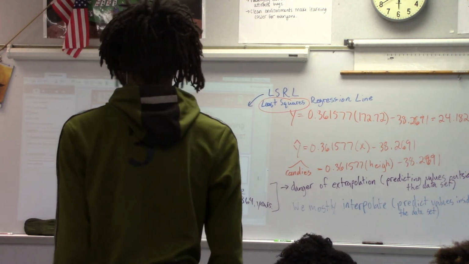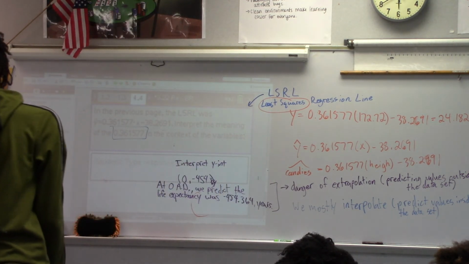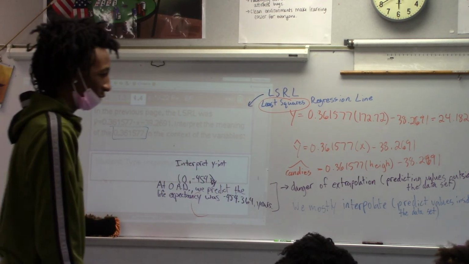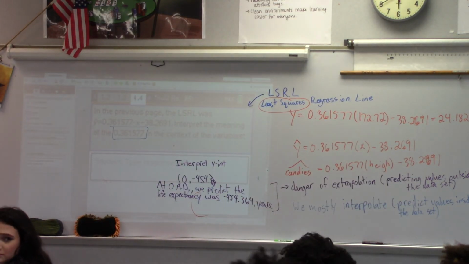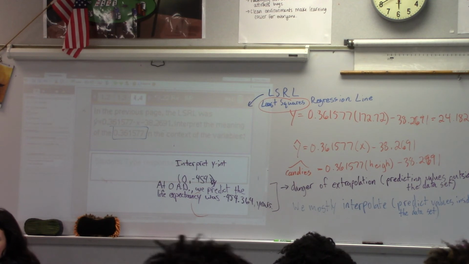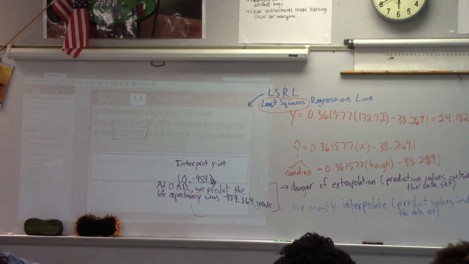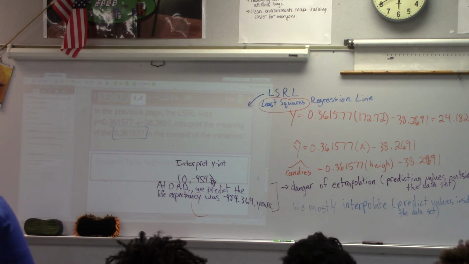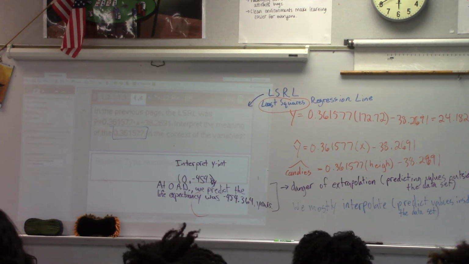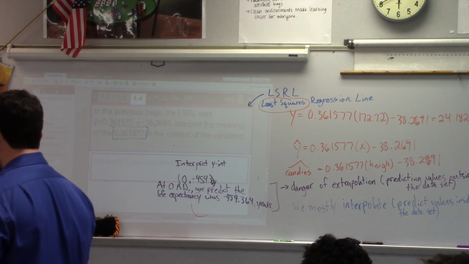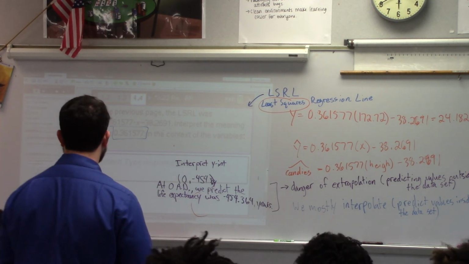Okay, so what's the run if that's the rise? So partially, that's a big part of it. Keep going with that. This is slope, so interpret what that means in the context of the problem. Something with candies.